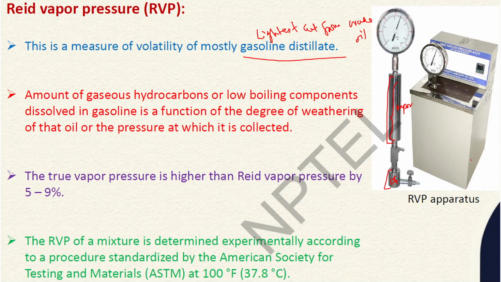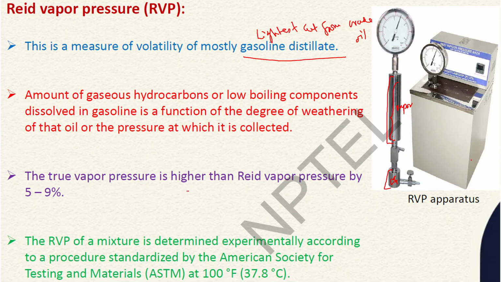Then this instrument is taken out of the bath and shaken vigorously. Like this, we will shake. This is done to ensure the complete removal of the lighter cuts from our gasoline. After that, all the lighter cuts will be stored here in the upper channel, and the reading on this meter will give us our read vapor pressure.